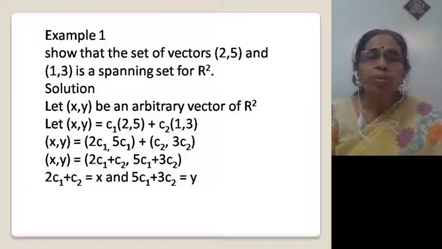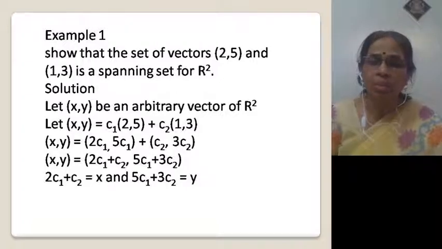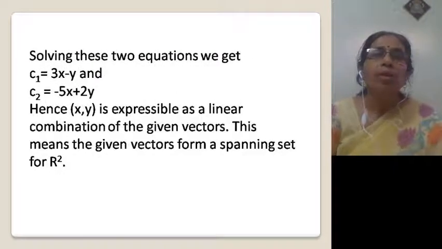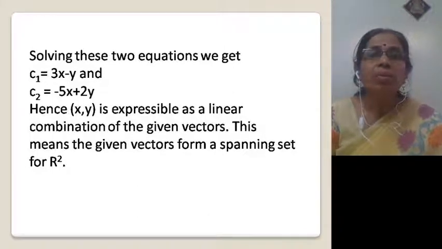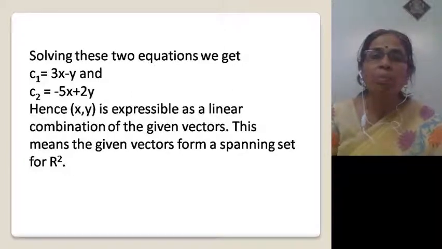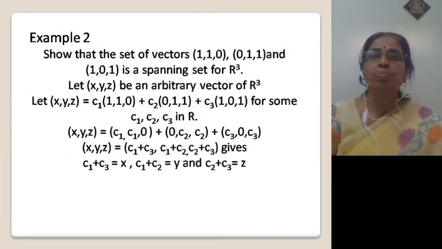Equating the components on both sides, we get 2c1 plus c2 equal to x and 5c1 plus 3c2 equal to y. Solving these two equations, we get c1 is equal to 3x minus y and c2 is equal to minus 5x plus 2y. Hence, x, y is expressible as a linear combination of the given vectors. This means the given vectors form a spanning set for R2.